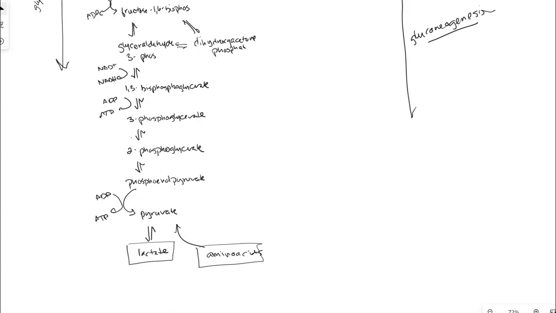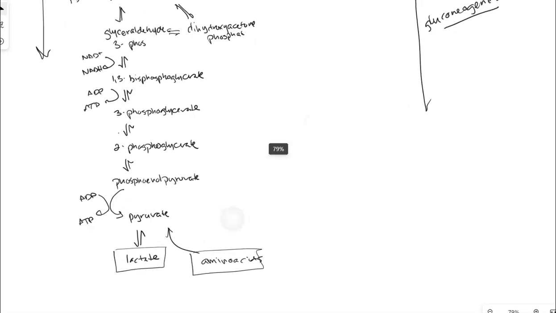Now, here's where we're going to have our first two unique enzymes, which are going to substitute for the final step of glycolysis. Pyruvate is going to go to oxaloacetate via pyruvate carboxylase. This is going to require an equivalent of ATP. Then oxaloacetate is going to go to PEP, or phosphoenolpyruvate, using phosphoenolpyruvate carboxykinase.